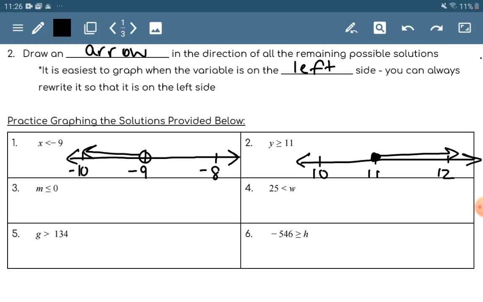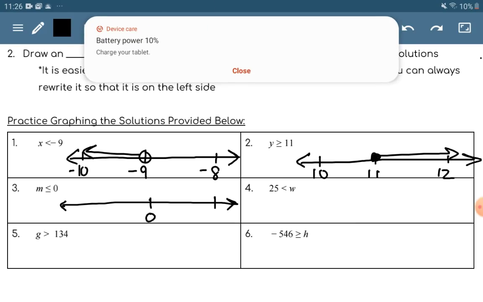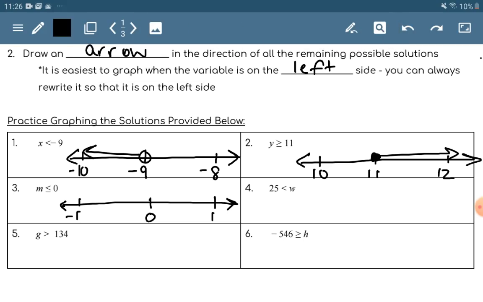With number 3, I have m is less than or equal to 0. Since my variable is on the correct side, I'm going to start with my number line. This time, 0 is the solution, so 0 will be in the center. One number larger is a positive 1. One number smaller is a negative 1. Since it's a less than or equal to, I'm going to color in my dot on 0. And if I look at my inequality symbol, it's pointing towards the left, towards the smaller numbers. So will my arrow. Number 4 is the first one where the variable's on the right side.